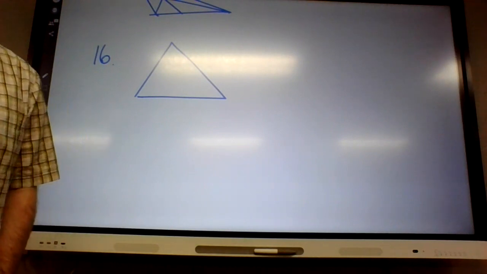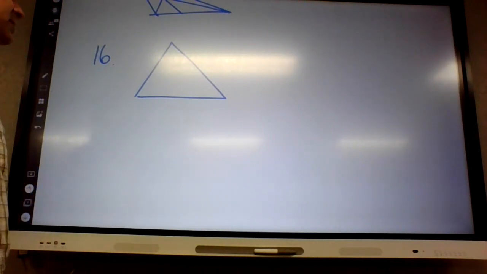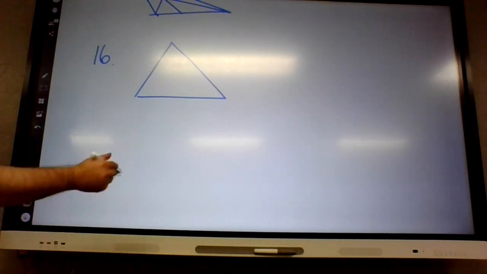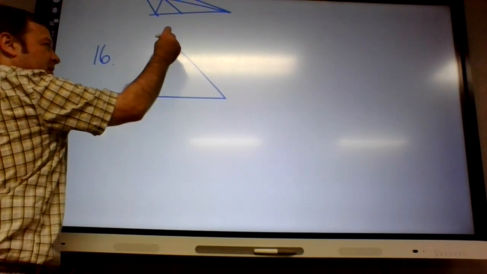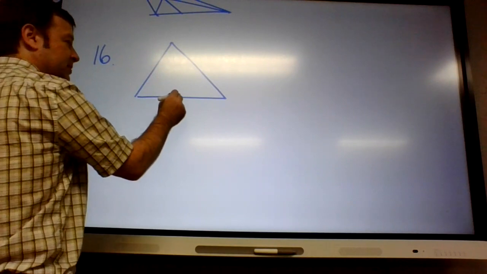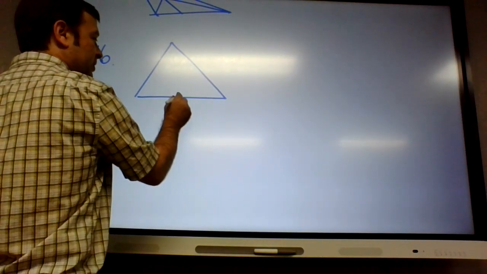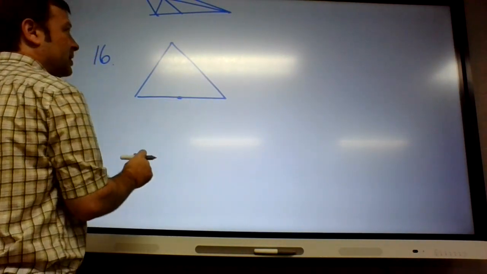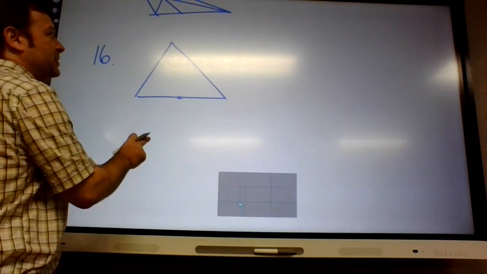Now we're doing medians. This one I kind of think is the easiest one because median means the middle. So you go from vertex to middle. Isn't that pretty much the same thing as the angle bisector? It's just not the angle. No, they do look different. They do look different.